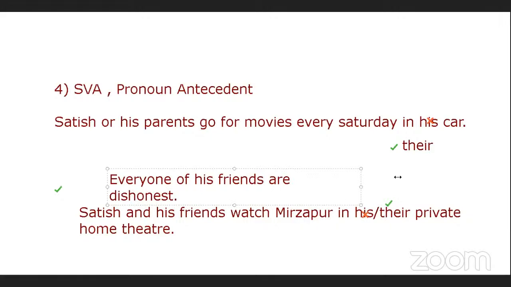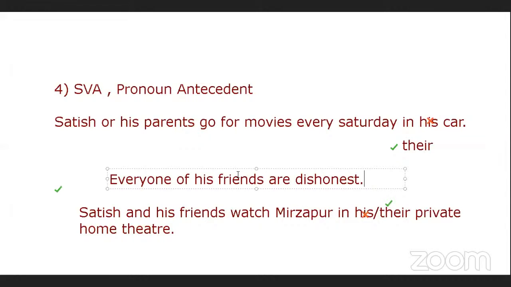Every one of his friends are dishonest. Correct है ना ये? Every one of his friends are dishonest. What's the error over here? Very good. Everyone, we know the rule, right? Correct. Everyone का मतलब है we are singling each and every one.